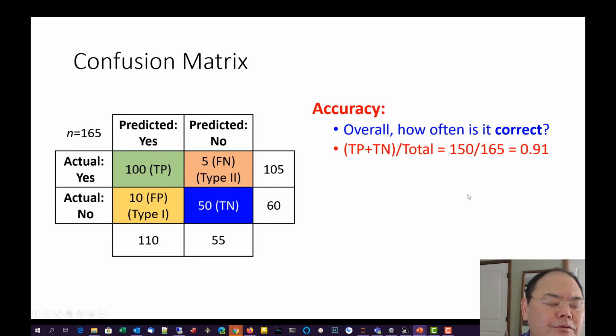How are we going to measure the accuracy of a model based on the confusion matrix? Basically, the accuracy of the model equals the true positive plus the true negative divided by the total number of tests we have, which here is 150, 100 plus 50, divided by the total 165, and that is probably 91% of the cases.